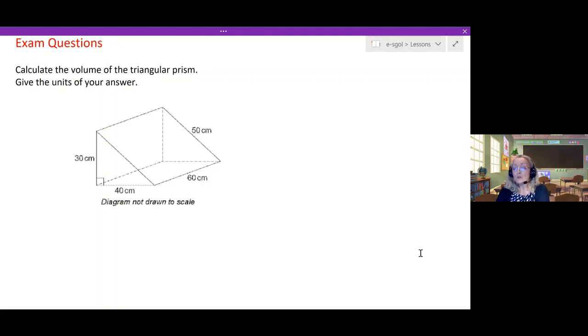And remember, you need to find the area of the triangle and then multiply it by how far the prism goes back, by the length of the prism. And there may be more information on this picture than you actually need. So you don't need all the numbers that are there. You've got to think about which numbers you're going to need. So I'm going to give you about 30 seconds, and then we will have a look at this one.